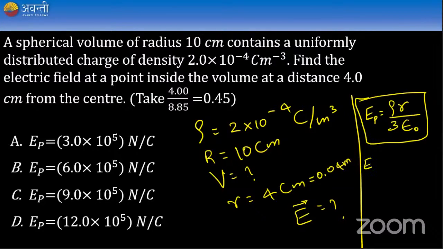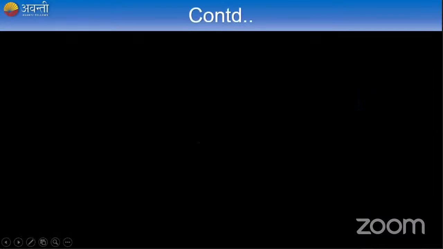That's it. EP is equal to, what is rho? 2 into 10 power minus 4, times what is R? Again guys, you can use the simplification which is given here. They have given, take 4 by 8.85 as 0.45. So you could use these values, or if you have good math skills, you could also try to find directly. So I'm taking to the next page.